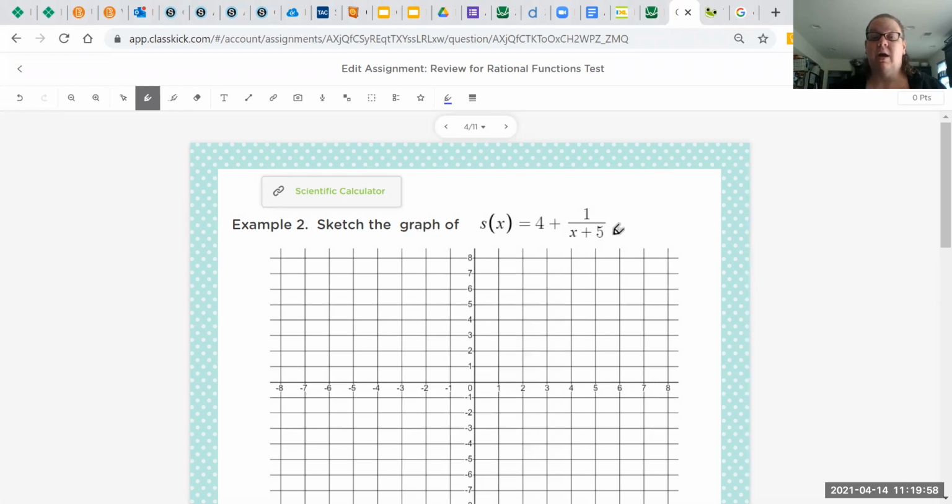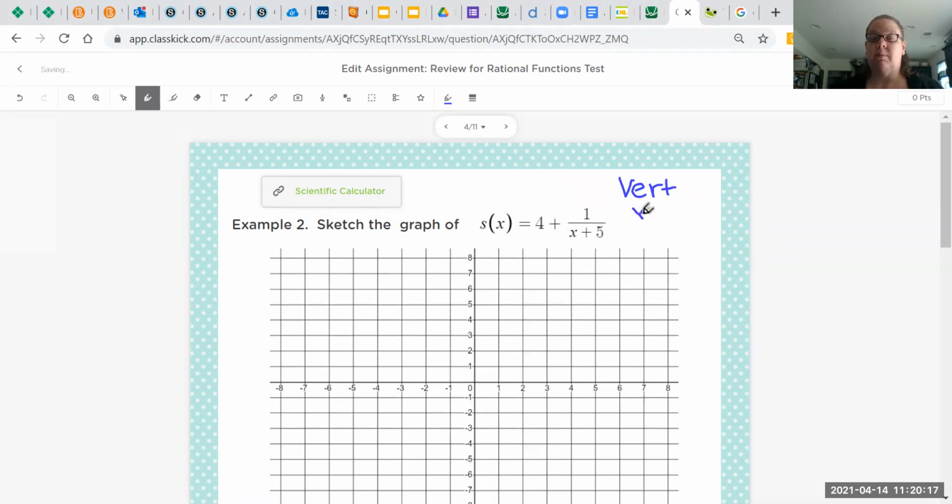So in order to sketch the graph, we recognize that it's a rational function because we have an x in the denominator. So we know it's at least two parts that have asymptotes that are bordering the curves. So the first thing we want to do is find the vertical, right? And the vertical is when we set the denominator equal to 0.